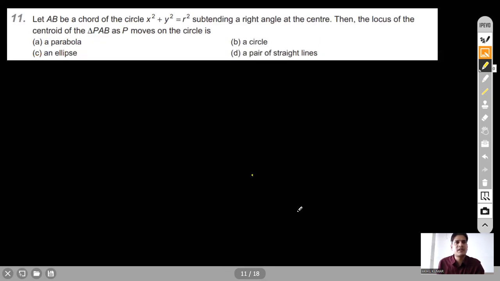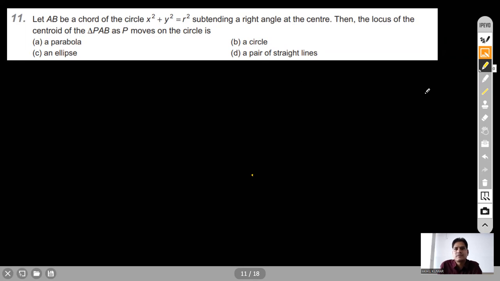Now let's take question number 11. It is saying, let AB be a chord of the circle x square plus y square is equal to r square, subtending a right angle at the center. Then the locus of the centroid of triangle PAB as P moves on the circle is.